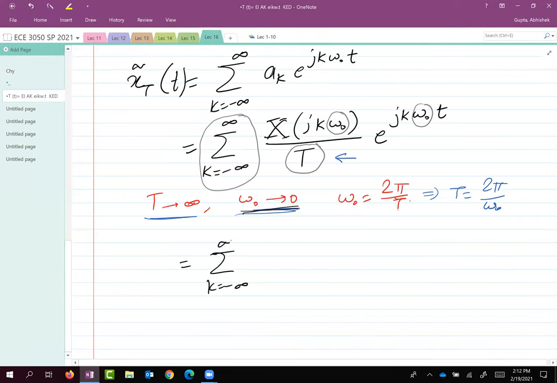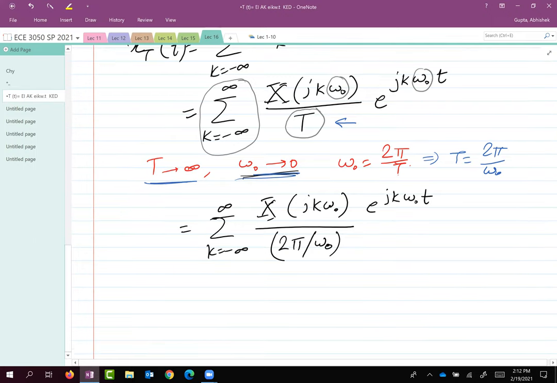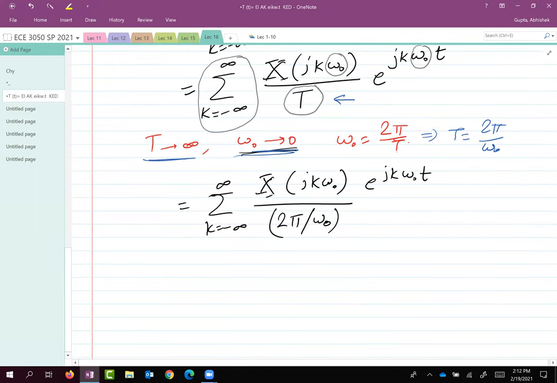I have k going from minus infinity to infinity, X(j k omega naught) e raised to j k omega naught t, and this gets divided by 2 pi over omega naught. So now everything is in terms of omega naught, and I see that there is some further simplification I can do by taking omega naught on the top. And 2 pi is common to all the coefficients, so I can take 2 pi outside the summation.